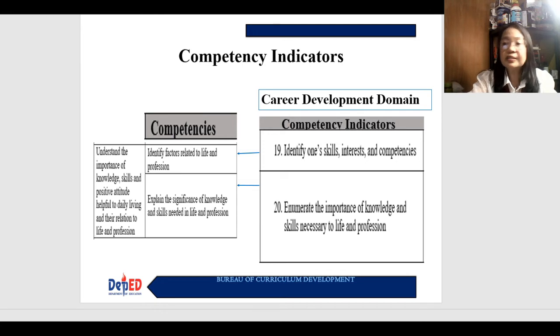Then on this slide, we can see the competency indicators for the career development domain. Okay, so identify one's skill, interest, and competency, and enumerate the importance of knowledge and skill necessary to life and profession.